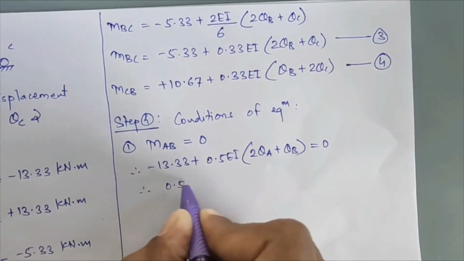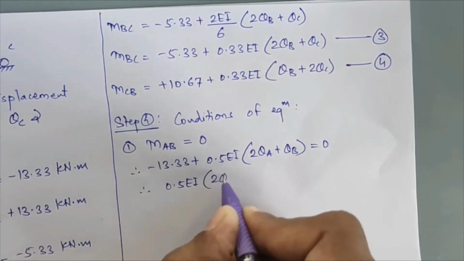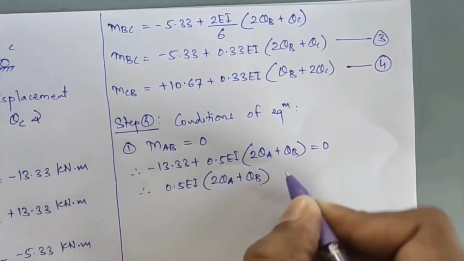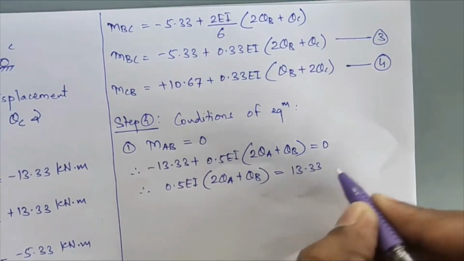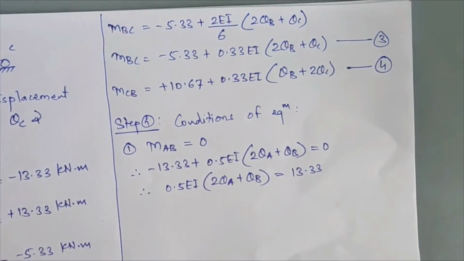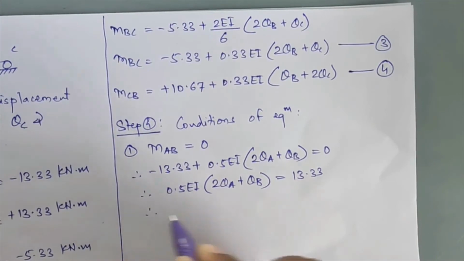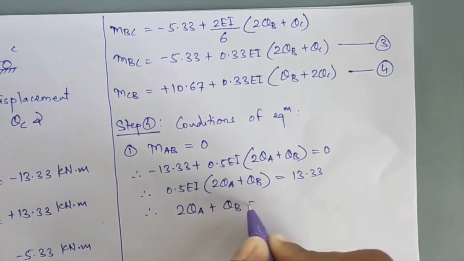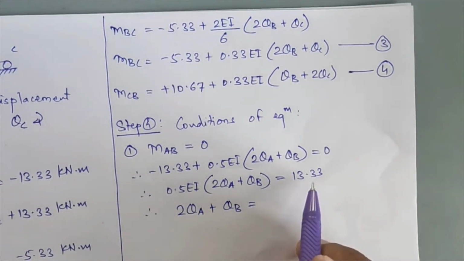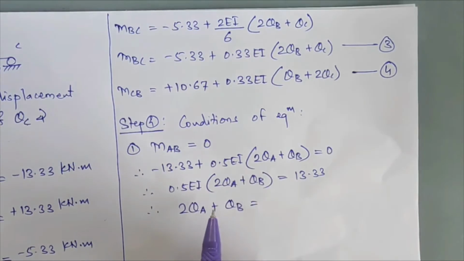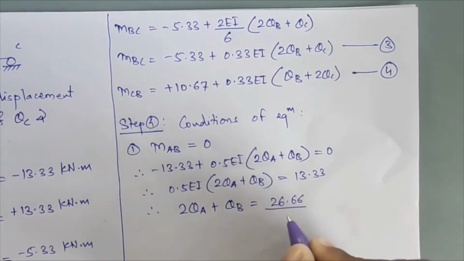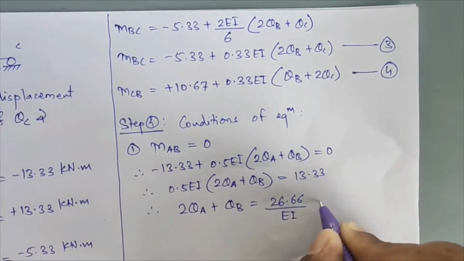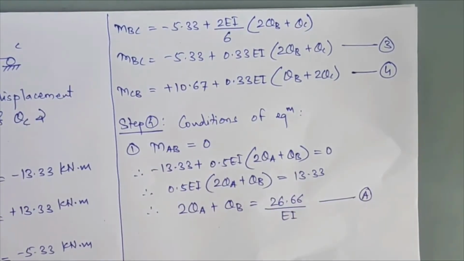That is 0.5 times EI (2 theta A plus theta B) is equal to 13.33. This value comes here as positive. Further we'll modify this, and I get my first equation: 2 times theta A plus theta B is equal to 13.33 divided by 0.5, which gives 26.66 divided by EI. So this will be my first equilibrium equation. I will call it equation number A.